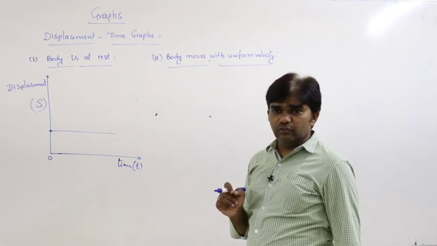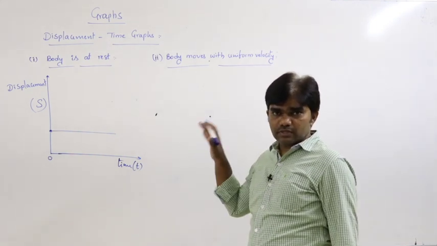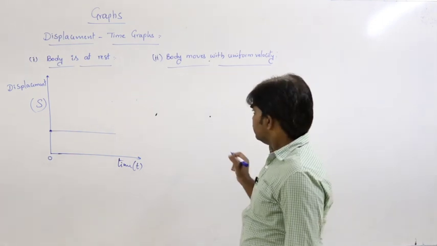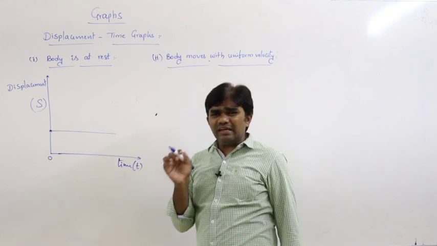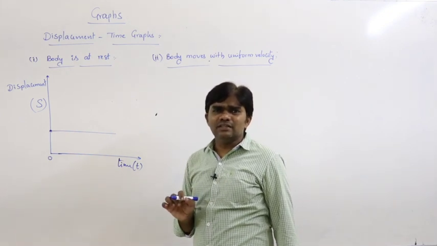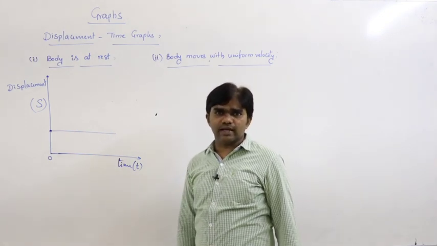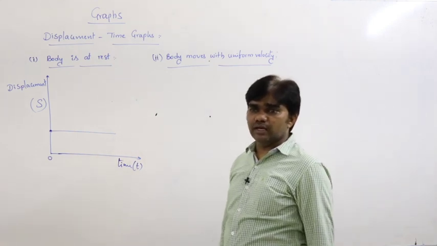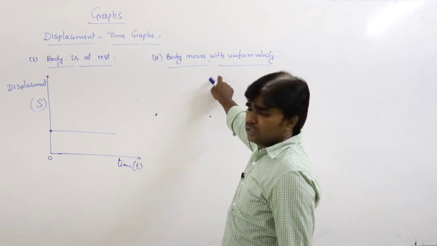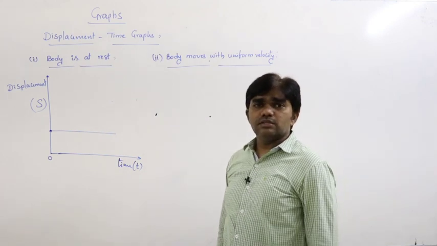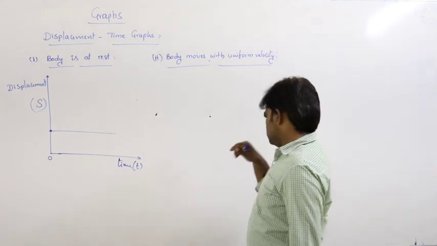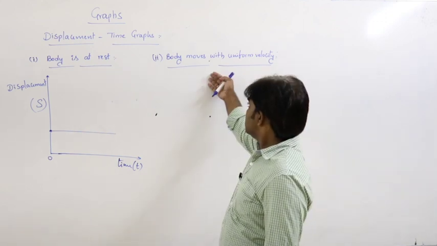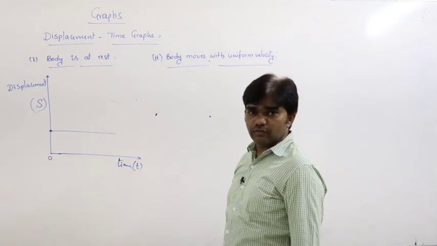What is the condition of uniform velocity? We discussed it already in previous classes. What is meant by uniform velocity? Uniform velocity means equal displacements in equal intervals of time. Equal displacements of the body in equal intervals of time. That is called the body moves with uniform velocity.